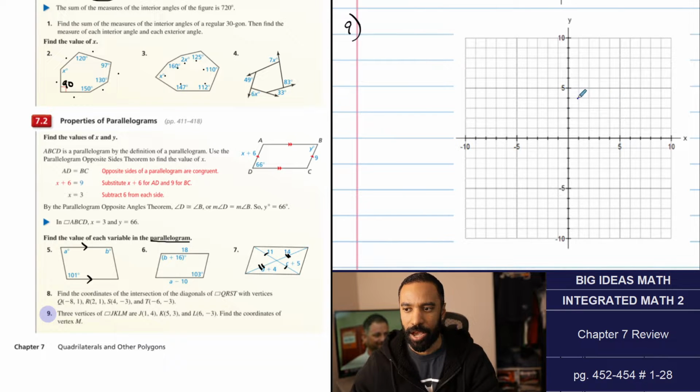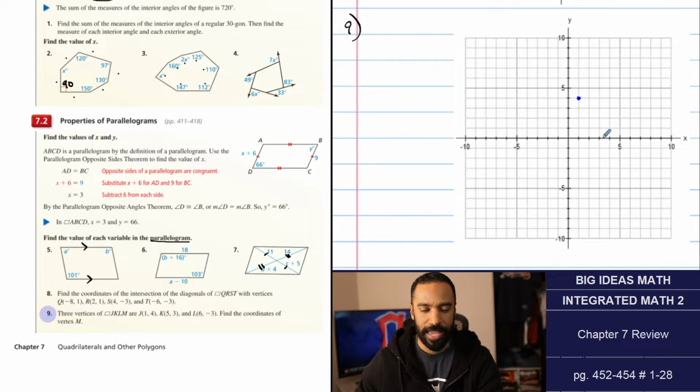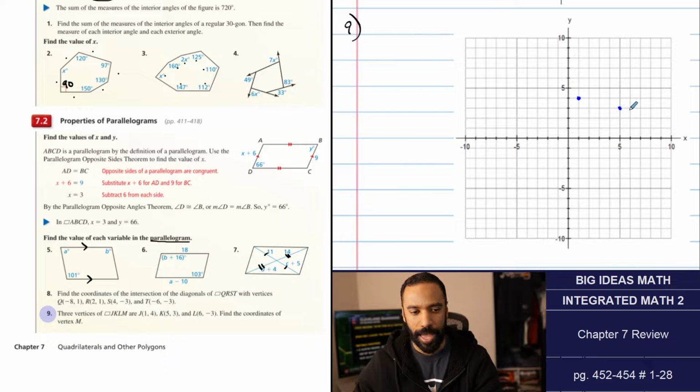So J is at (1, 4). K is at (5, 3). L is at (6, -3). I need to find M.